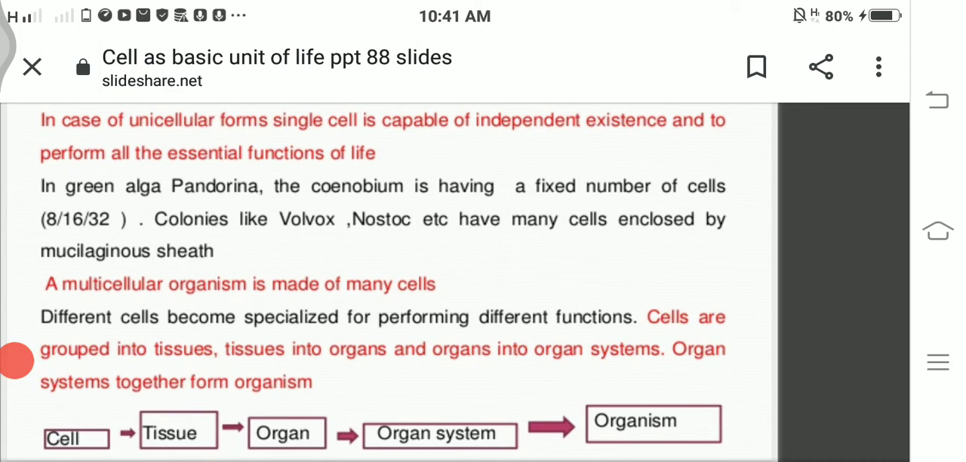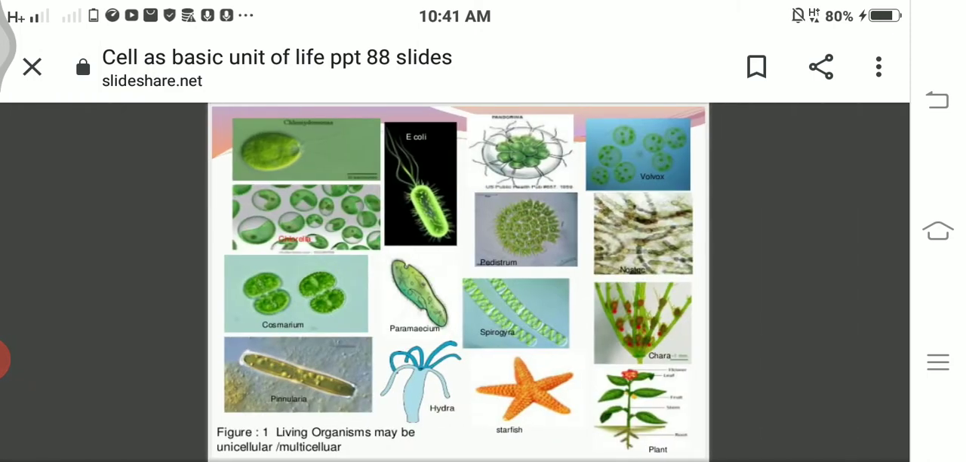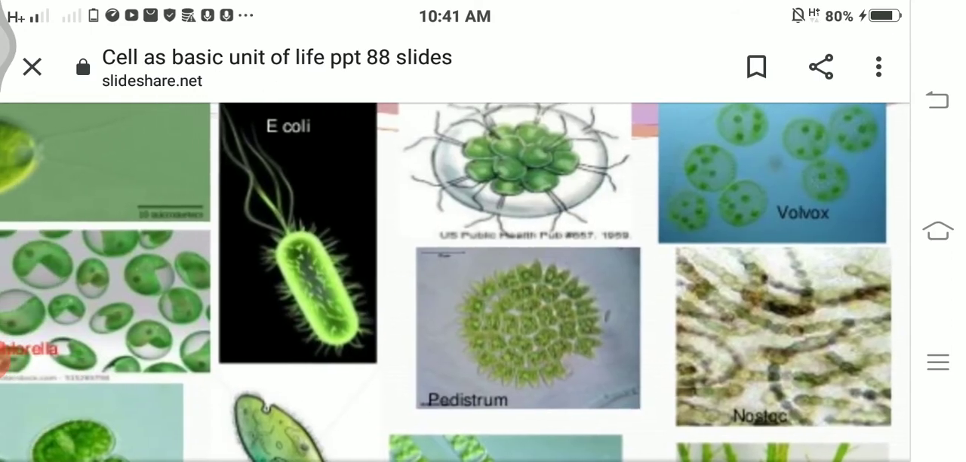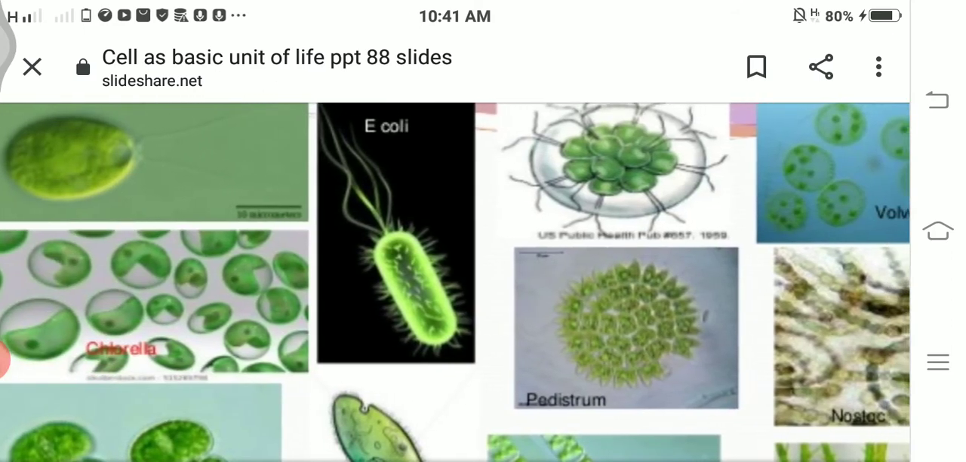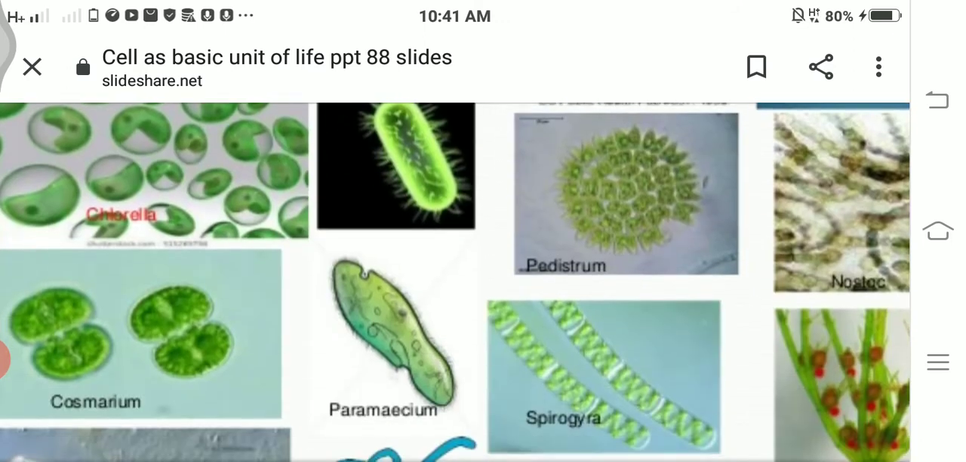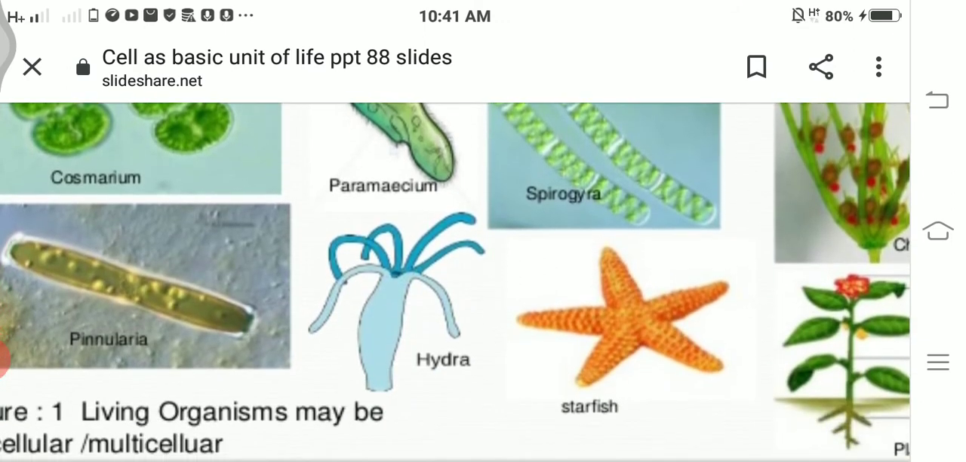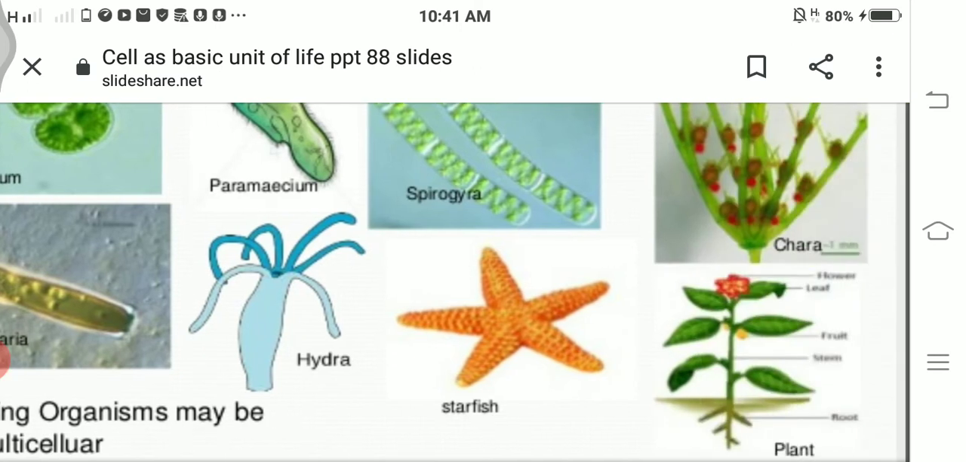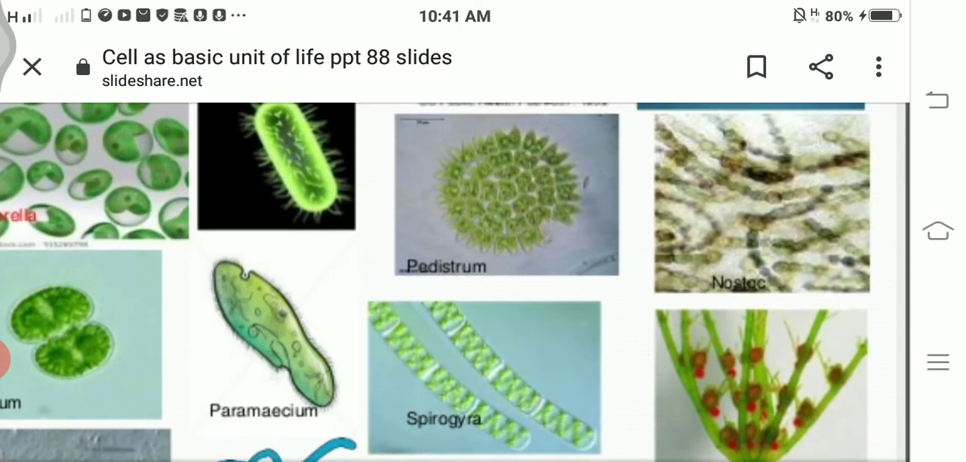So in this picture you can see different types of single-celled organisms like E. coli, paramecium, then pediastrum, spirogyra, an example of algae. Then there are some multicellular organisms also, plants. Okay, you can see.